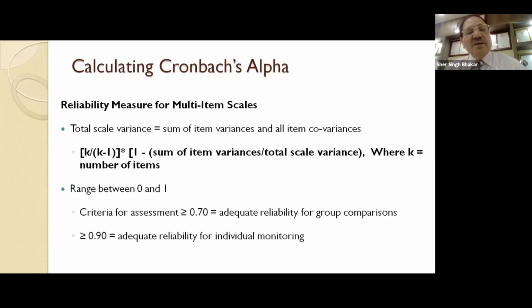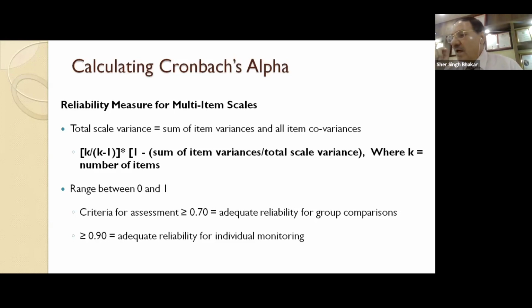Generally, it will naturally be less than 1. Sum of variances would always be less than 1. And if it is more than 1, the value would be negative. That means Cronbach's alpha would become negative. But generally, if your scale has been okay, it will be positive, and it should always be greater than 0.7. Acceptable, adequate reliability, and 0.9 gives almost perfect reliability. And for individual monitoring, it should be greater than 0.5.